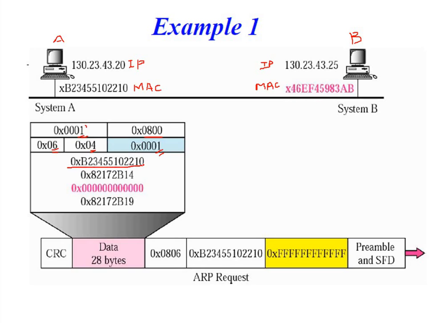So here it is the sender's physical address. Here it is the sender's IP address which is converted into hex. 130.23.44.43.20 is converted into hex, and that hex is represented over here. Now this is the hardware address which is put into 0000 because this address is not known, and this is the target address of this one.